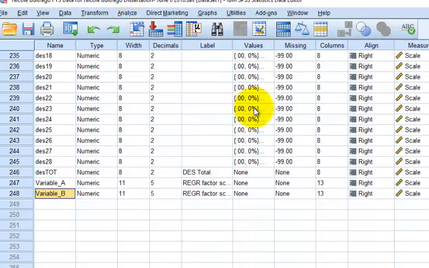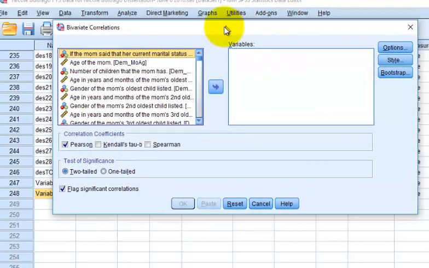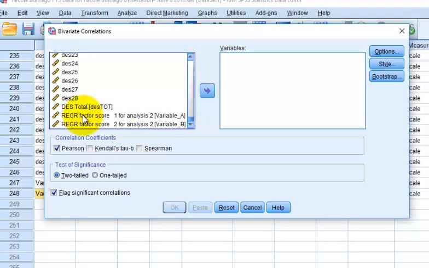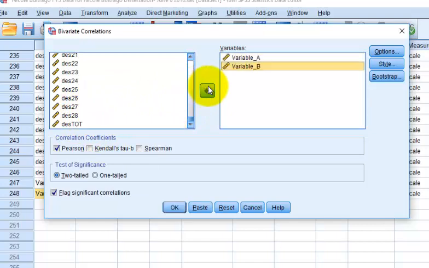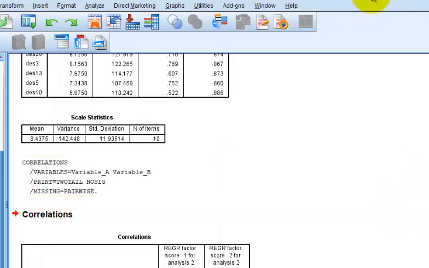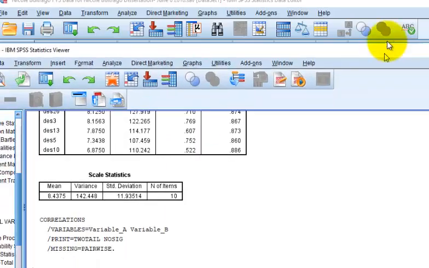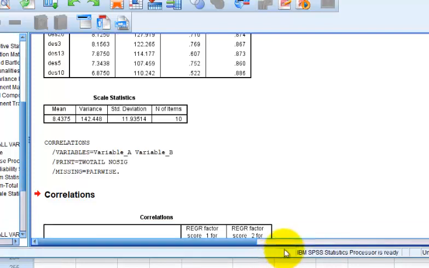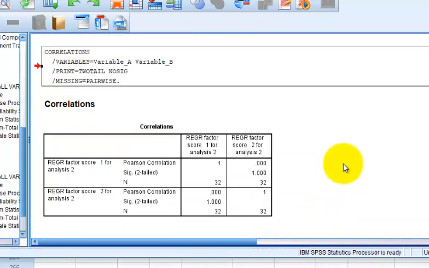They're way down at the bottom here. There you are. Right, variable A, variable B. And we're just going to do a quick Pearson's on there. Click OK. And your correlation is right there. 0.